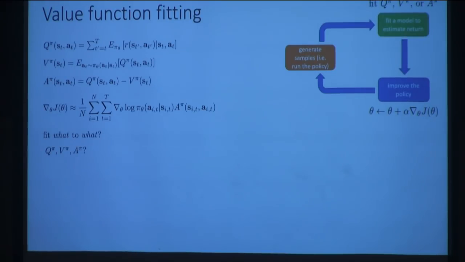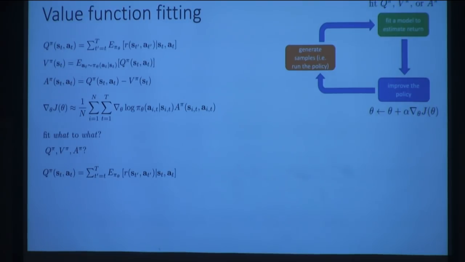Actually, there are actor-critic algorithms that do different things here. Some fit Q, some fit V. I don't know of any that fit A, but they probably exist. So all of those are actually legitimate choices, but there are a few considerations that can help us choose which one we should be fitting.